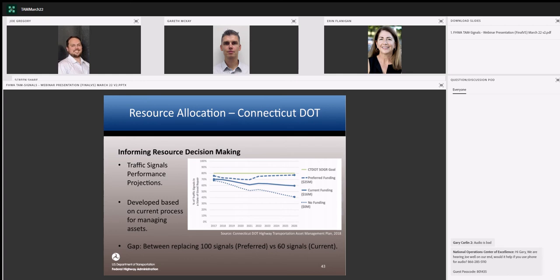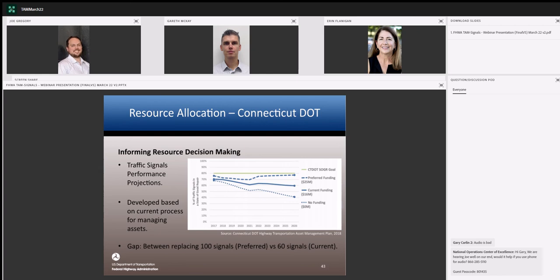This example from Connecticut DOT is specifically for traffic signals, and it looks at some different funding scenarios. So you can see they have what's termed a state of good repair goal. They want 80% of traffic signals in a state of good repair. They're looking at what can be achieved with the solid blue line with their current funding, and with the dash blue line, what their preferred funding is to get to that state of good repair goal, and then an alternative with no funding, what the outcome would be.